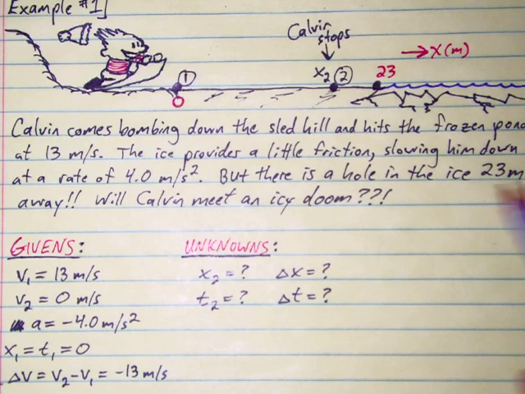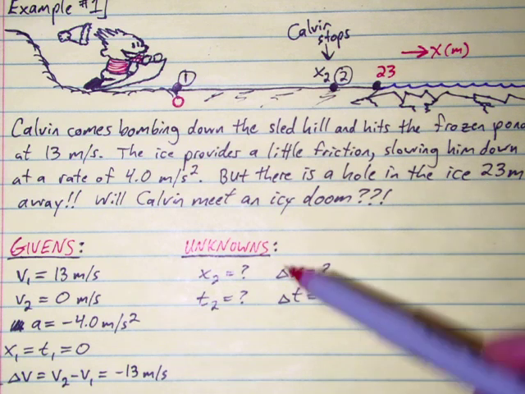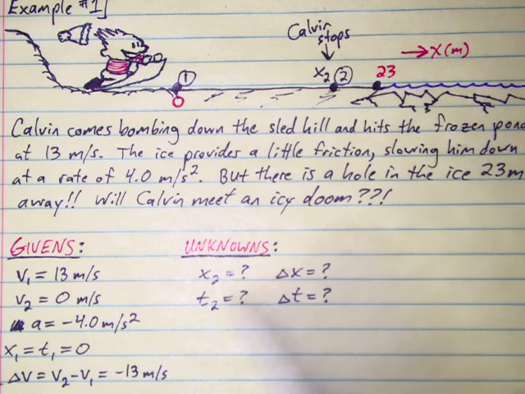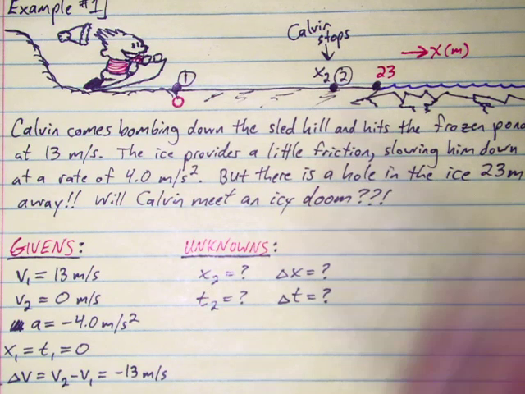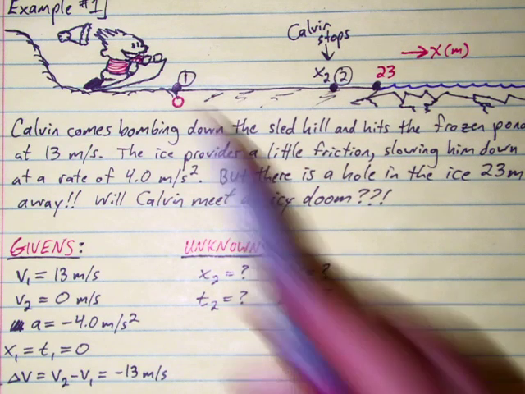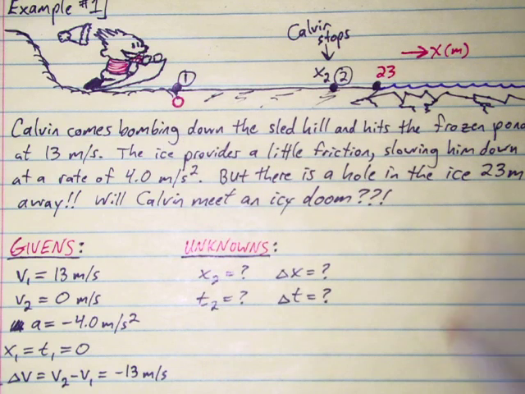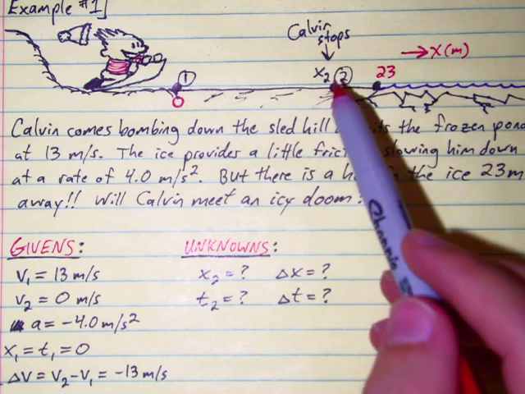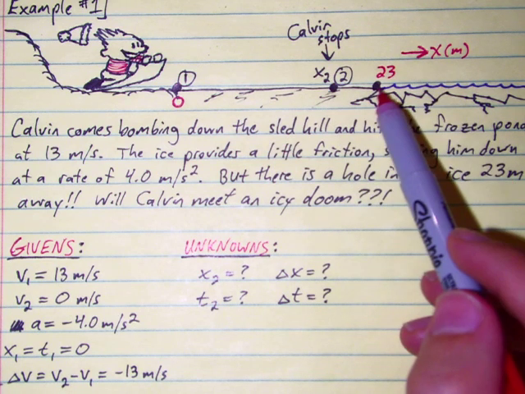Actually, we didn't even use this number over here, 23. That's just something we're going to compare our answer to later on. All right, our unknowns, of the 10 variables that appear in our constant acceleration equations. We don't know x2. We don't know where he comes to a stop. We don't know when he comes to a stop. And so then we don't know the change in position from here to here. We don't know the change in time from here to here. Those are our unknowns. What we would like to know is especially this position. We want to know if this occurs before or after the ice breaks apart.